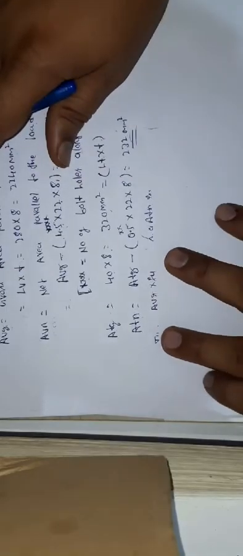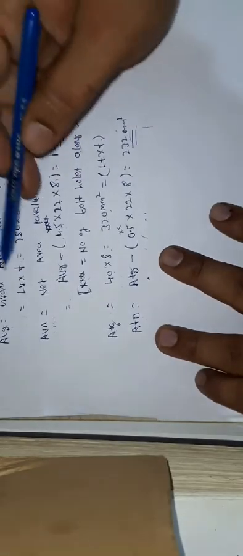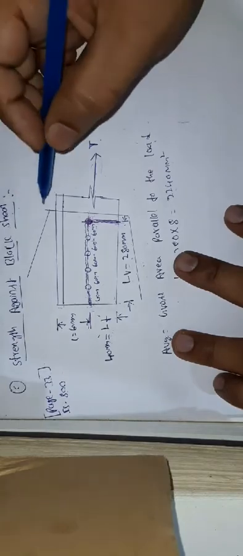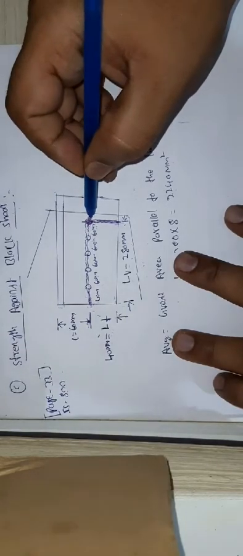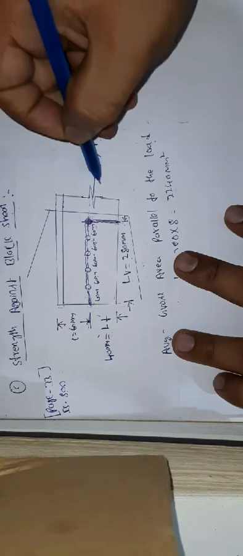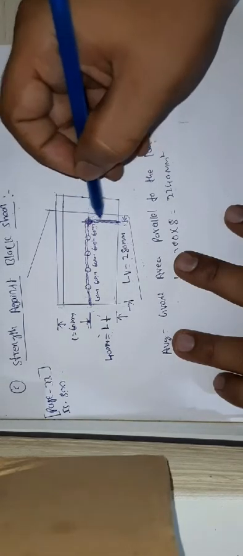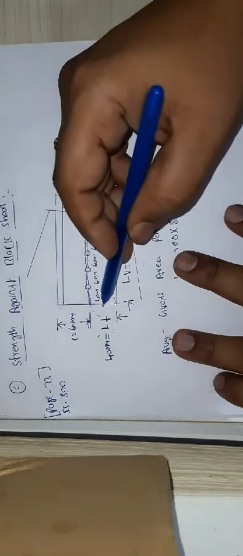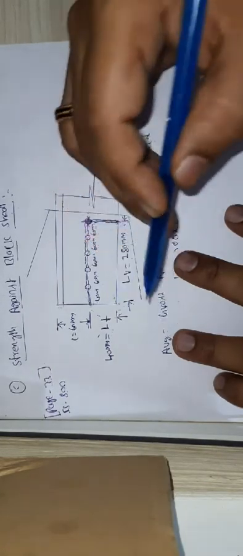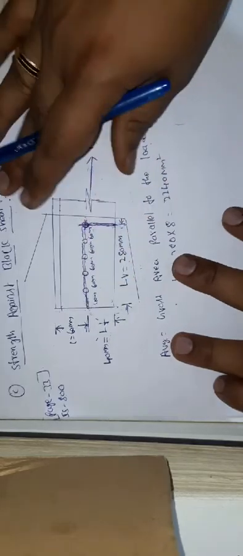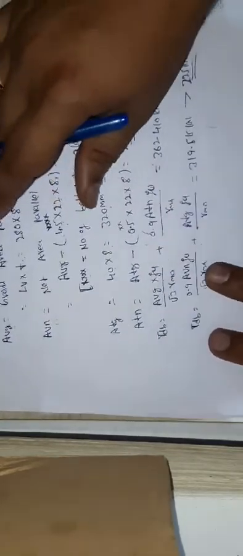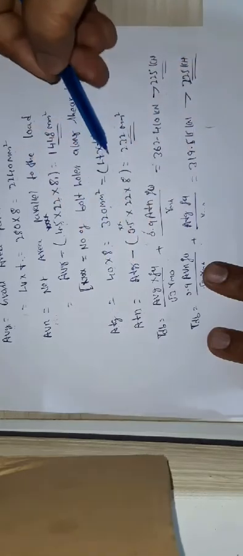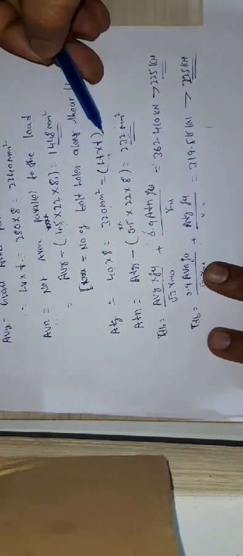Similarly, let us calculate the gross area perpendicular to the load. So how to calculate the gross area perpendicular to the load? This is the load, and this is the perpendicular line, right? For this load, this line is perpendicular. So what is that? LT into T, we need to do it. So ATG equals gross area perpendicular to the load, LT into T.